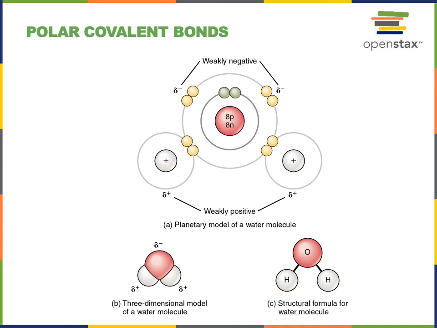Polar covalent bonds hold the hydrogen atoms to the oxygen atom in a water molecule. Each molecule of water has one oxygen bonded to two hydrogen atoms through these polar covalent bonds. This makes a water molecule a polar molecule.